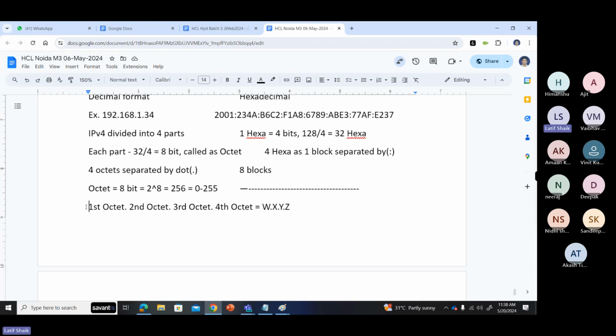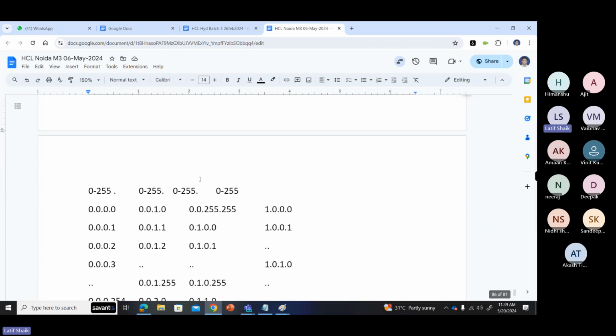The first one we call the first octet, the second is the second octet, the third is the third octet, the fourth is the fourth octet. In some places, we can also represent them as W, X, Y, Z. That is only for simplification purposes; some people use it for their own simplification. But originally it is first octet, second octet, third octet, and fourth octet.